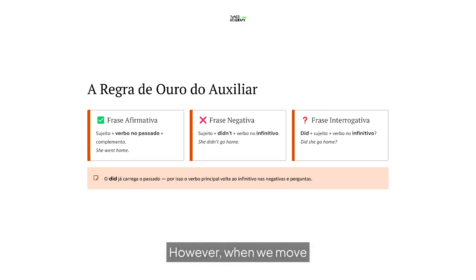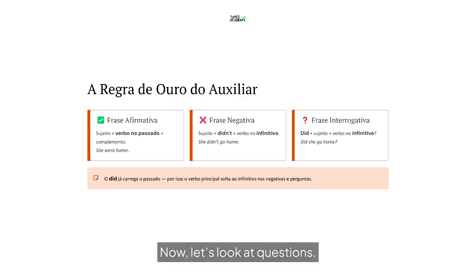However, when we move to negative sentences, the structure changes slightly. Instead of using the past tense verb, we use didn't, followed by the base form of the verb. So, to say she did not go home, we would say, she didn't go home. Notice how the main verb goes back to its base form, go. This is because did already carries the past tense, allowing us to keep our sentences correct and clear.